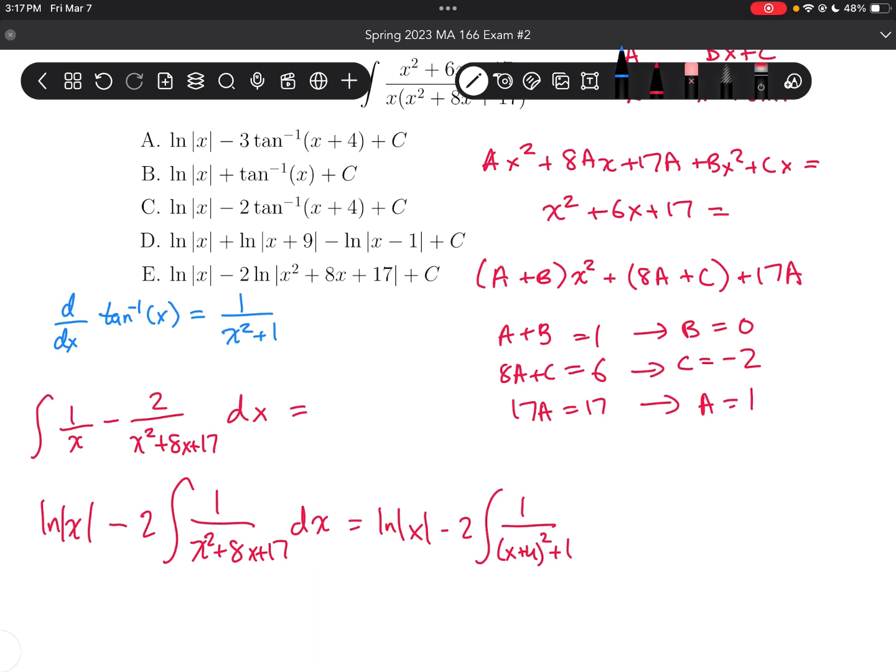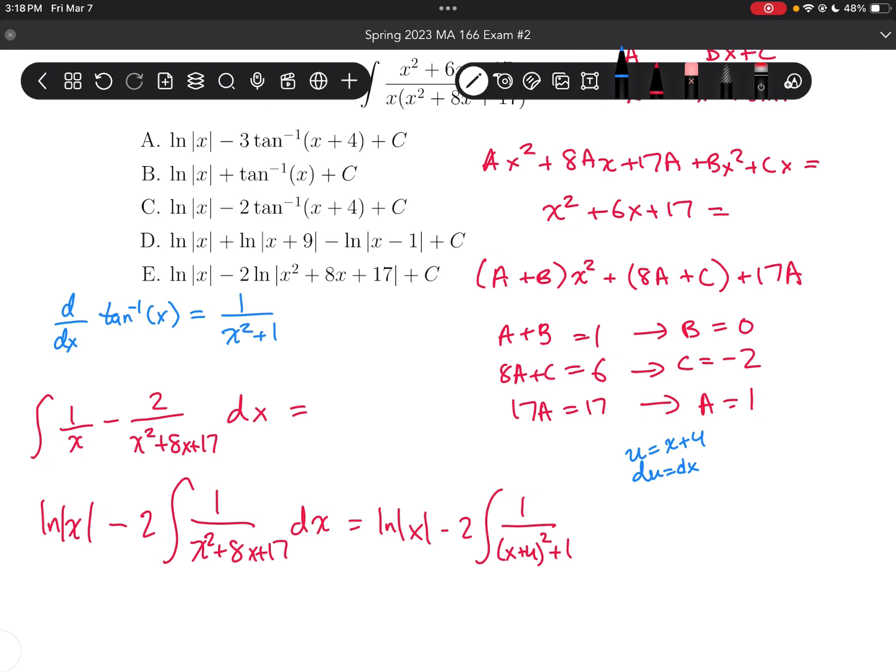So we can use u-substitution. U-sub is where we set u, which is some arbitrary variable, equal to a function of x to simplify our expression. If I set u equal to x plus 4, du is equal to 1.